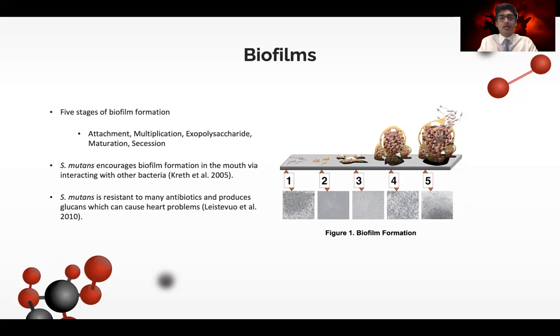Third is exopolysaccharide. This is where bacterial cells secrete carbohydrate polymers, which is a sticky substance that prevents the immune system from accessing the bacterial cells, as well as prevents antibiotics from reaching and killing these bacterial cells. Fourth is maturation. This is where the biofilm continues to grow and excrete more exopolysaccharide. Finally, is succession. This is where planktonic cells are released from the now mature biofilm.